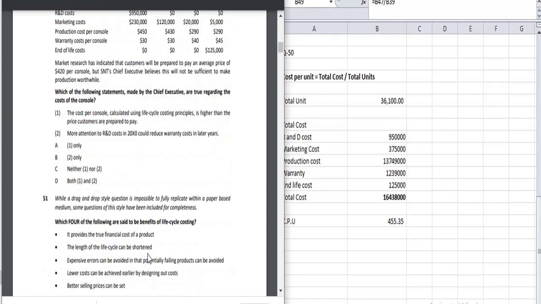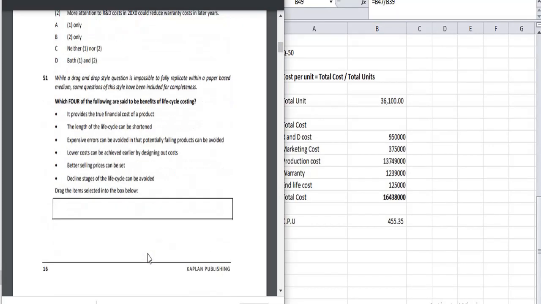Okay, so next question. It's a drag and drop style question, okay, sorry, this is not that. Which four of the following are said to be the benefits of life cycle costing? Okay, so first is this. It provides the true financial cost of the product.